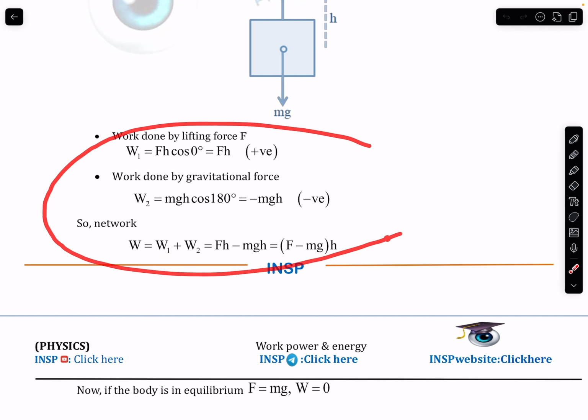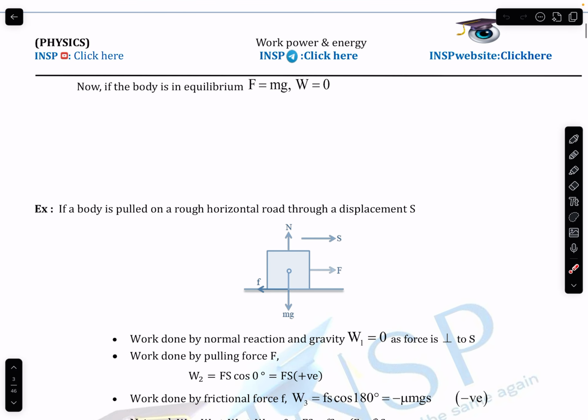So yes, you can see the net work done on the body also. The next part is if the body is in equilibrium, then F equals mg, and in that case W external and W of mg will become equal and opposite, and the net work done will become 0 in that situation.